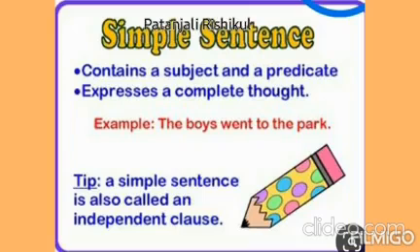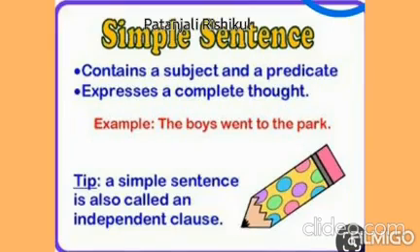Children, today we'll do chapter 15 of your English language book, which is simple, complex and compound sentences. Let us first try to understand what exactly is a simple sentence.